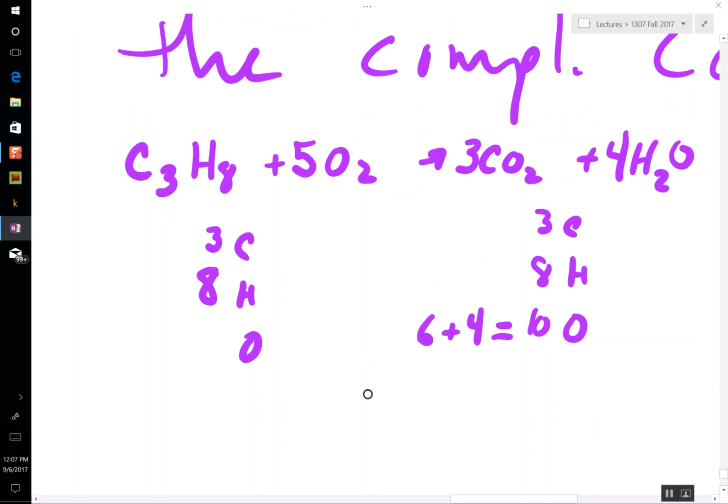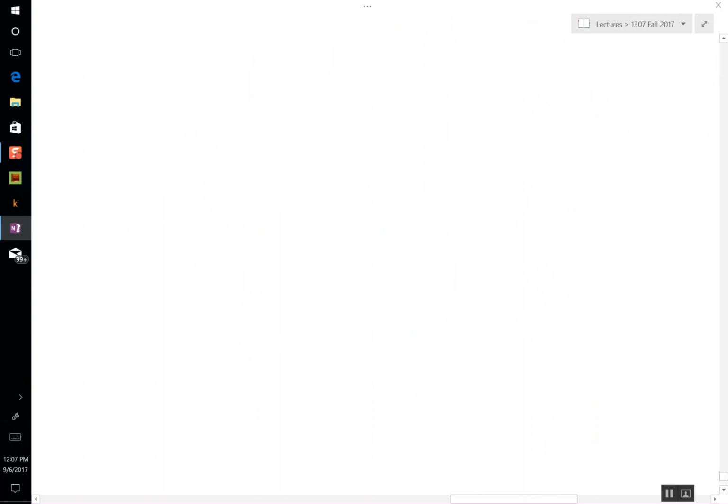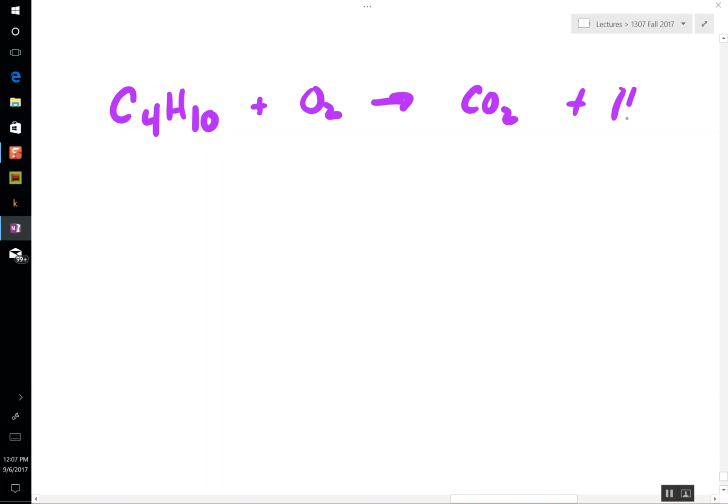Now, so that you don't get overconfident, do this one. That's going to be a 10. This is butane. So do that one. That would be the complete combustion of butane.